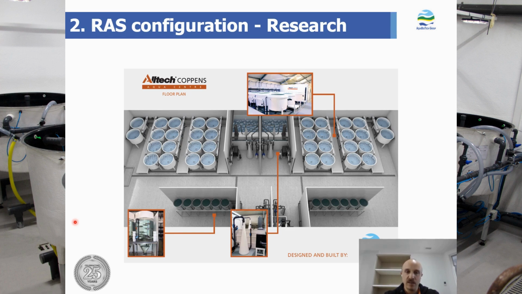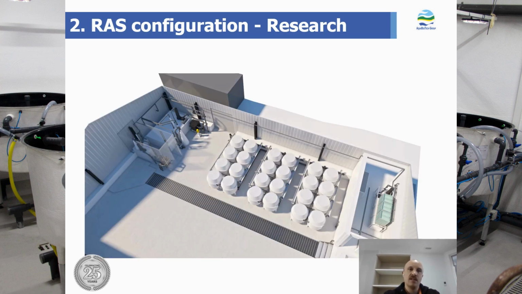In these slides, you can see, for example, the 3D render of a facility we built a few years ago in the Netherlands for an important feed company. Another example of a RAS system for research is the one that we delivered for an important university in Scotland, the University of Stirling. This RAS was installed inside an existing building.